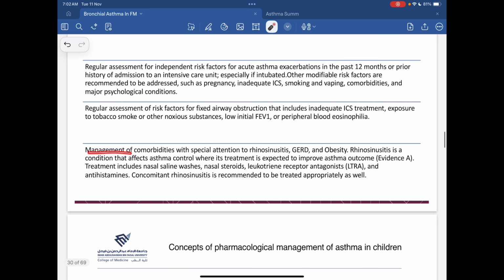أهم شيء we manage these comorbidities and especially rhinosinusitis لأنه هو like إذا كان موجود highly indicates إنه في asthma. Treatment includes nasal saline washes, nasal steroids, leukotriene receptor antagonists, and antihistamines. So it's recommended that we treat this rhinosinusitis. Nasal saline washes, nasal steroids, leukotriene receptor antagonists, and antihistamines.